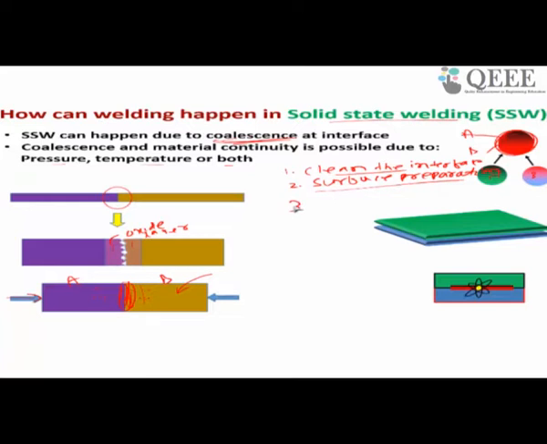Then the third step is to induce either deformation or diffusion. If you induce deformation, this process is called a deformation based process. If you induce diffusion, this process is called a diffusion process. How will you induce deformation? Apply very heavy load, apply high compressive load or tensile load, apply high load. How to get diffusion? Apply high temperature.